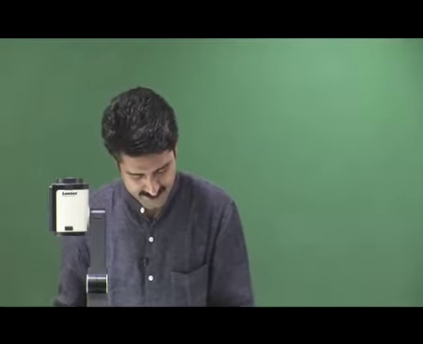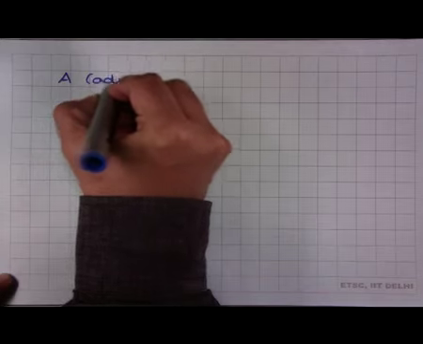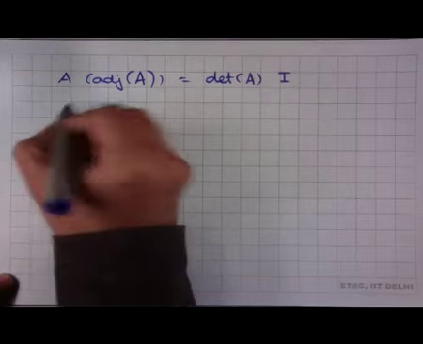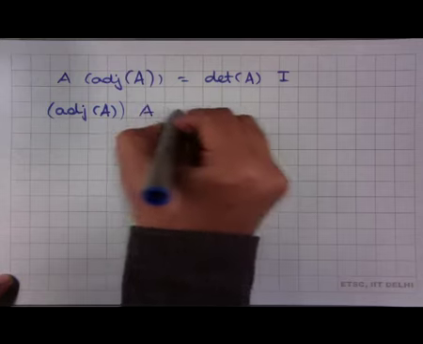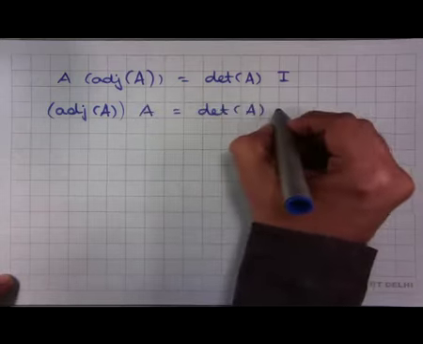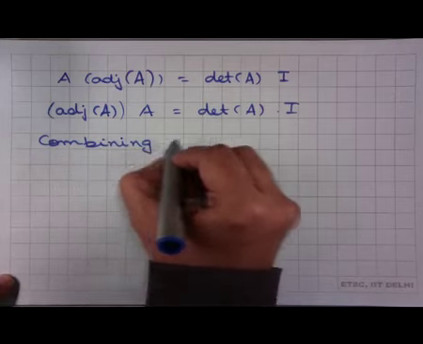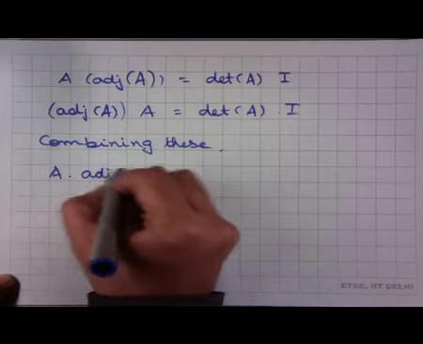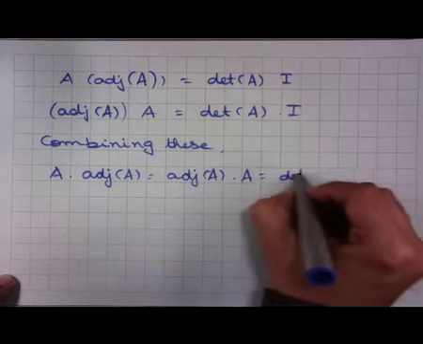So, the statement that we want to make, or the equation that we want to write, is that A times adjoint of A, this we found to be equal to determinant of A times identity, and you can also check that if we now, instead of post multiplying adjoint of A, if we say adjoint of A times A, that will also come as determinant of A times identity, and combining these equations we can write that A times the adjoint of A is equal to adjoint of A times A will be equal to determinant of A times I.